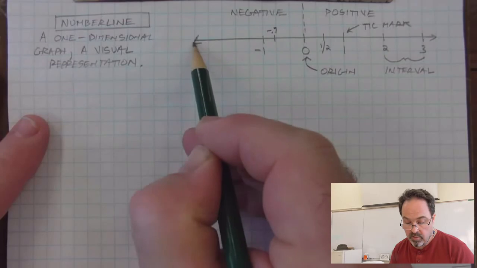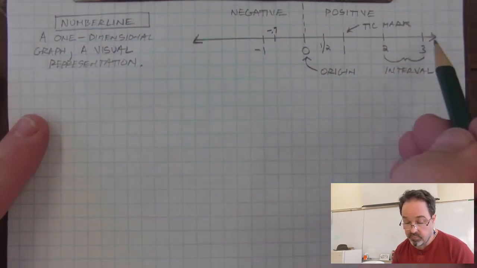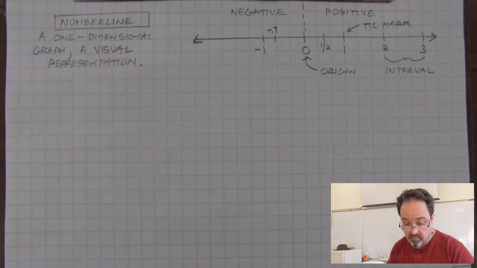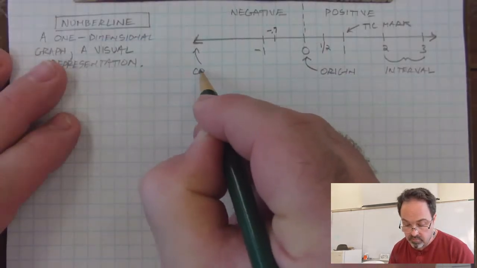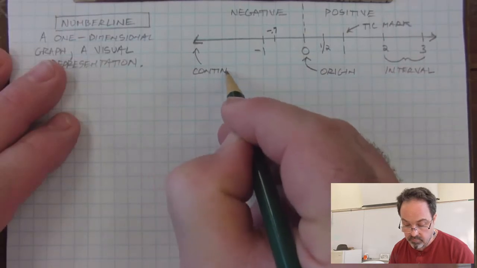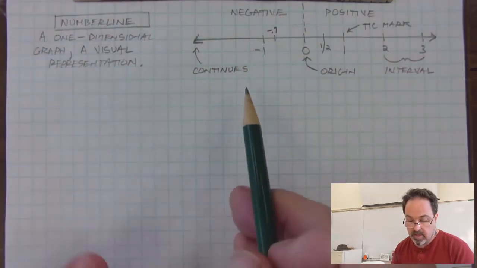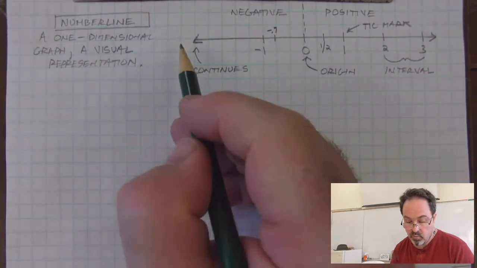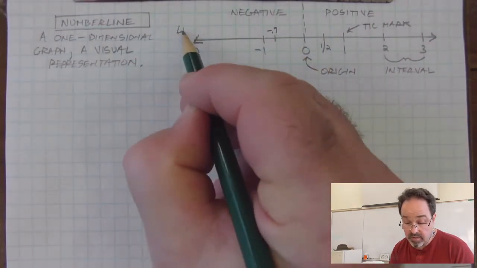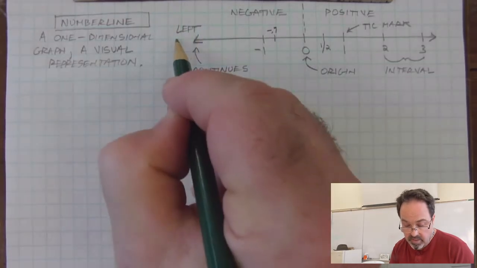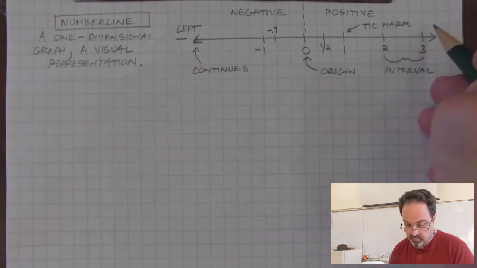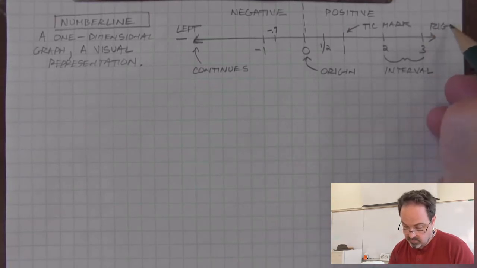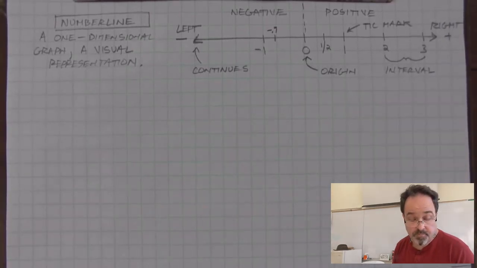We use arrowheads on the two sides of our number line to suggest that this number line continues in these two directions forever. And if we continue in this direction, we continue going in the left direction or the negative direction. And if we continue in this direction, we call this to the right. And we can use the symbol plus to mean the positive direction.